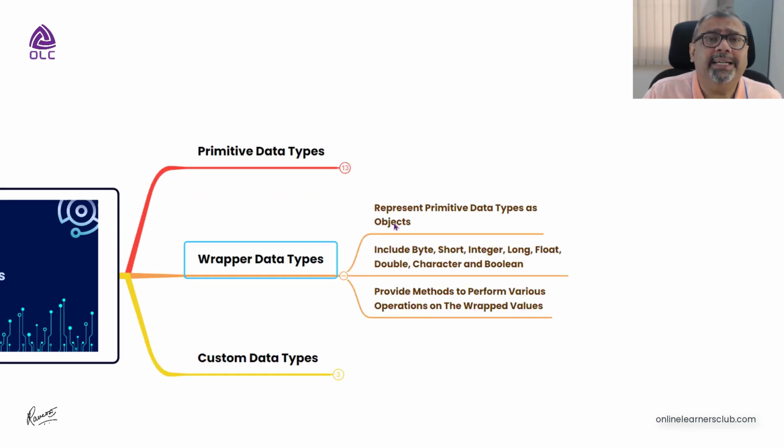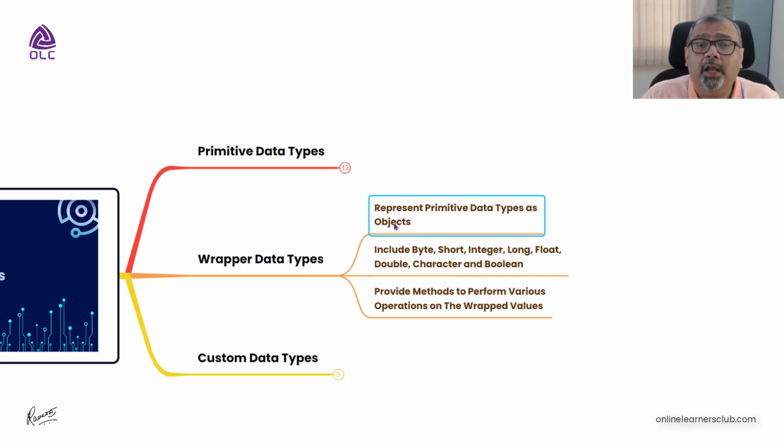And all these primitive data types also have an object representation in Java known as wrapper data types. So there are wrapper classes. For example, if you have a wrapper class called Integer, the Integer wrapper class actually encapsulates or wraps, just like an envelope wraps a letter, for example. Similarly, an Integer wraps an int primitive data type, representing a primitive data type as an object.